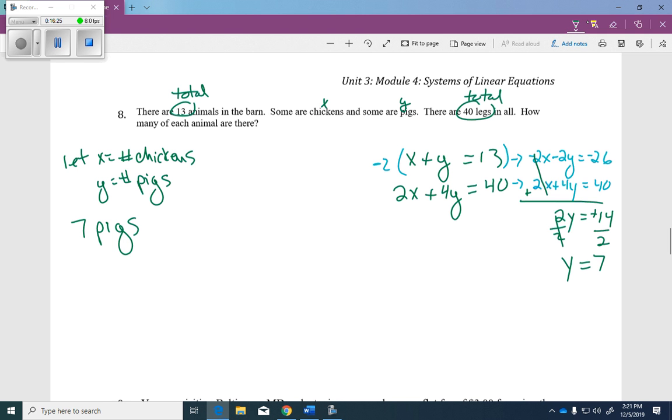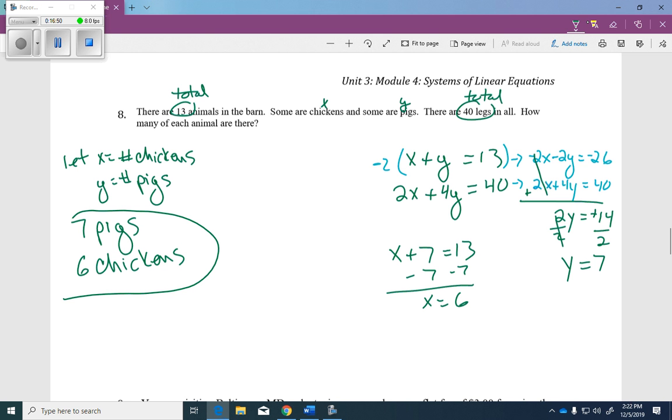To find your x, plug it into the easier equation, the top one. Obviously, you can figure out that there will be 6 chickens, because 6 plus 7 is 13. And if you did it by substitution, you would show this work. Okay, we're getting there.